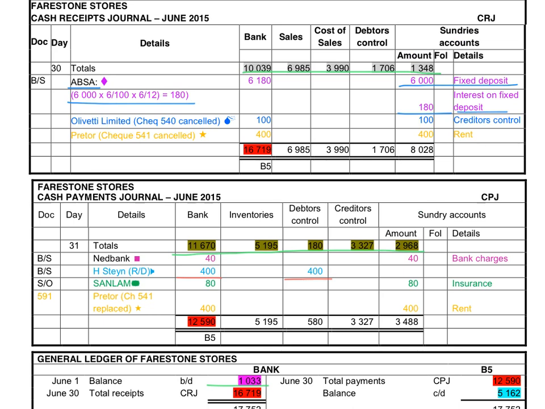Sanlam, we will show the 80 Rand and that the insurance was paid out of the bank, and we will show that to Netbank we paid bank charges of 40 Rand.